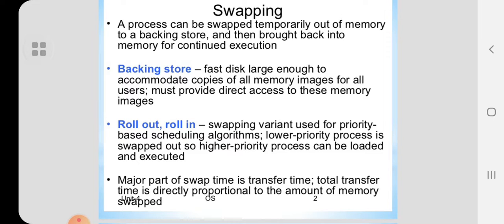Roll out, roll in is the swapping variant used for priority-based scheduling algorithms. A lower priority process is swapped out so a higher priority process can be loaded and executed. The major part of swap time is transfer time. The total transfer time is directly proportional to the amount of memory swapped.